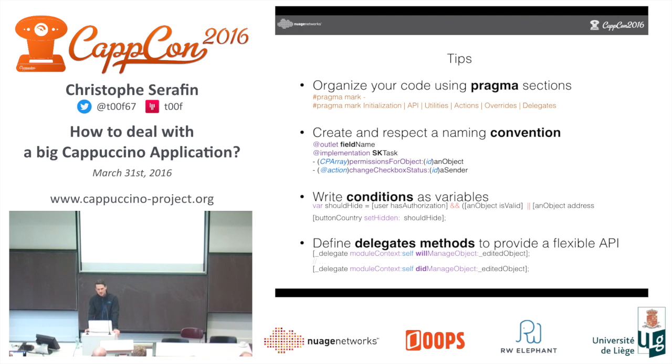A few tips. This is more about organization and how to have good code. At NuageNetworks, we use the Pragma Mark to have different sections in our code. Mainly we have the initialization, API, utilities, action, overrides, and delegates. They are always in the same order. It means that if I show you a .g file right now, you will always have these Pragma sections.